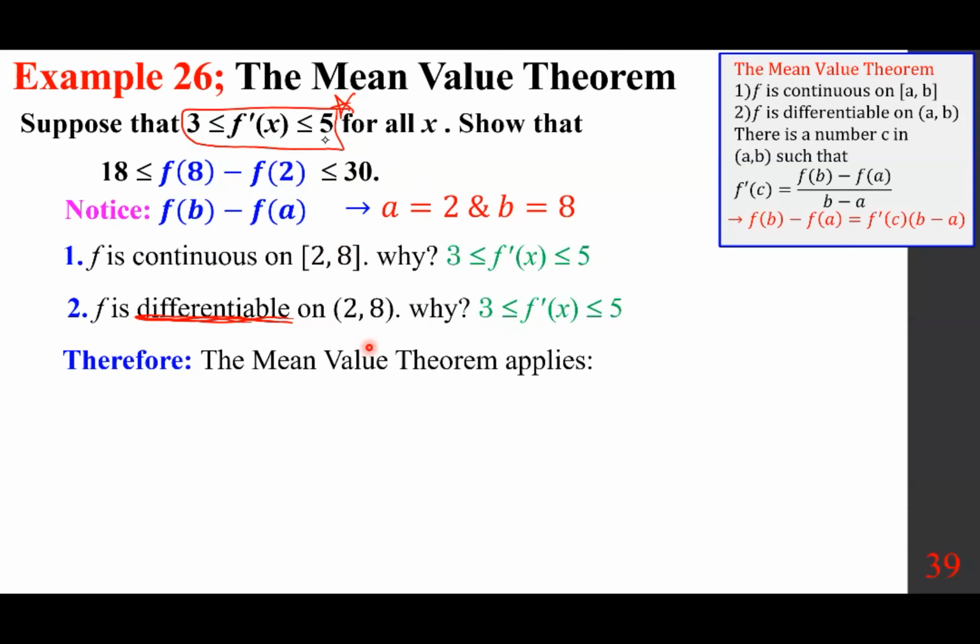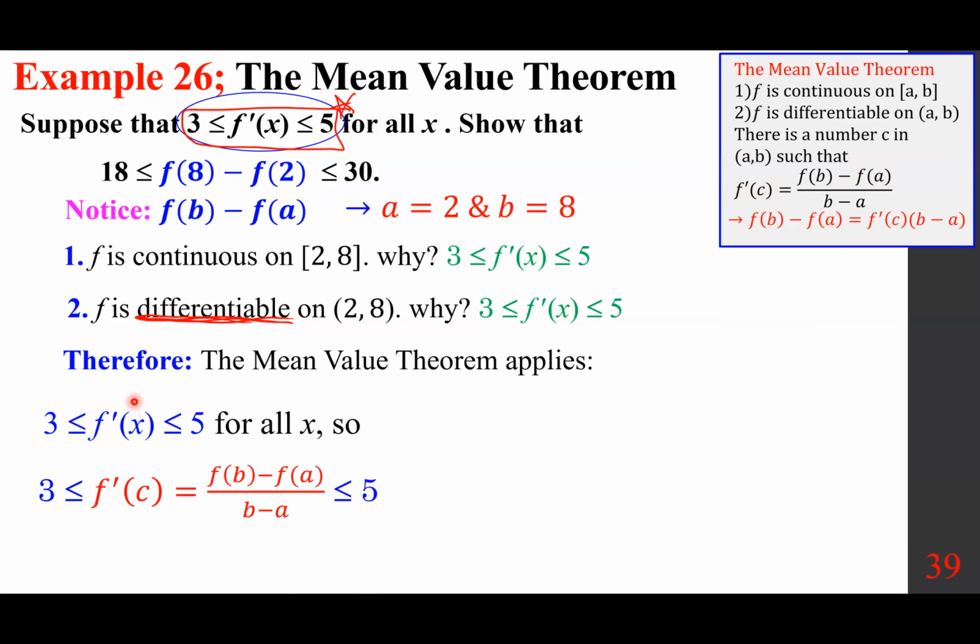This is true for all x, everybody. Let's write it. This is true for all x, right? So f prime of x is always between 3 and 5. So is f prime of c. If f prime of x is between 3 and 5, f prime of any point, which we don't have, doesn't matter what it is, is between 3 and 5. F prime of x, that means any value of x. So this f prime of c, we know it to be f of b minus f of a over b minus a. So we are going to look at this part only.